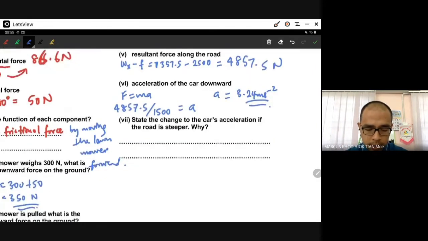Now, last one: state the change to the car's acceleration if the road becomes steeper. And why does it change that way?